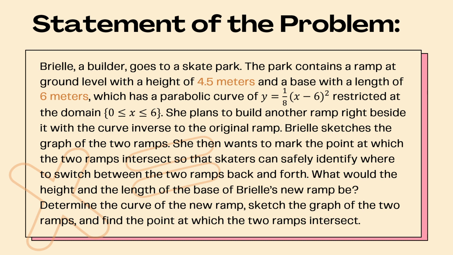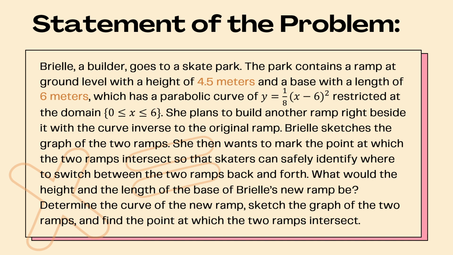The park contains a ramp at ground level with a height of 4.5 meters and a base with a length of 6 meters, which has a parabolic curve of y equals 1 over 8 times (x minus 6) squared, restricted at a domain. She plans to build another ramp right beside it, with the curve inverse to the original ramp. Brielle sketches the graph of the two ramps.